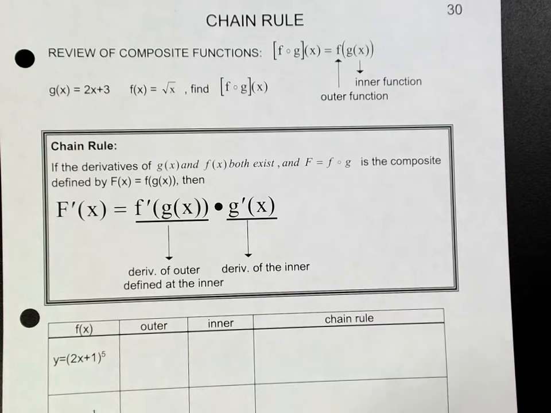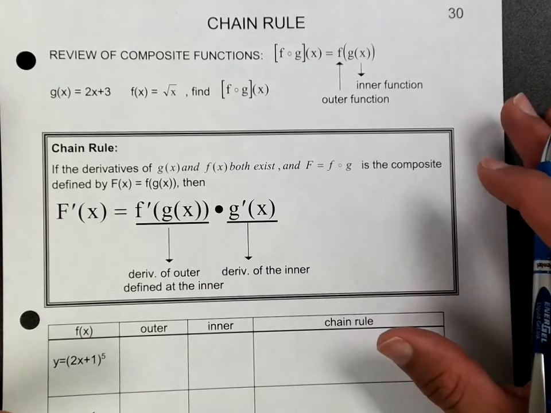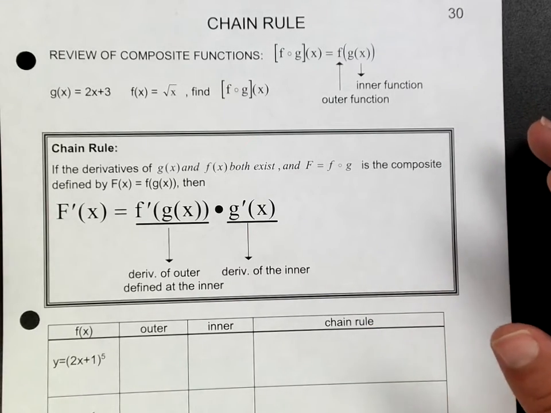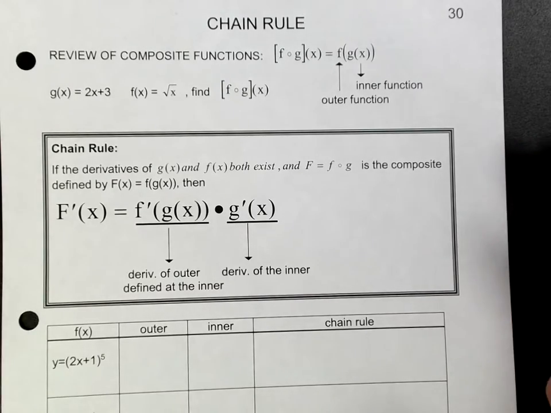Okay, this is topic 30, chain rule. So chain rule is just another way to derive a function, but in this case we're going to use the chain rule every time we have a function within a function, or a composite function.